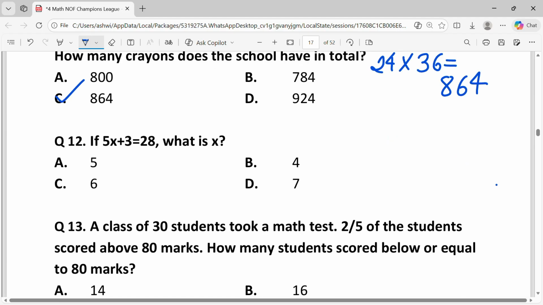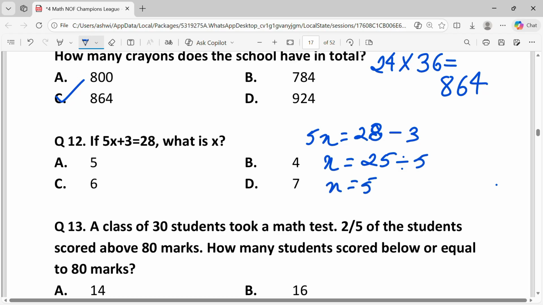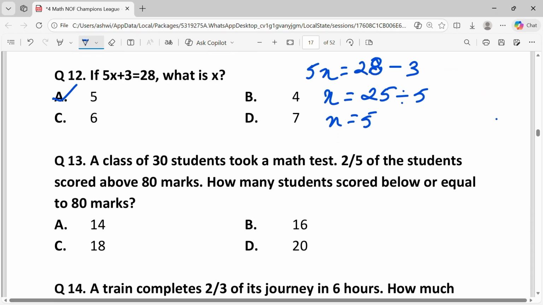Question 12. If 5x plus 3 is equal to 28, what is x? Solving the equation, we have 5x is equal to 28 minus 3. That is x is equal to 25 divided by 5. So x is equal to 5. That is option A.